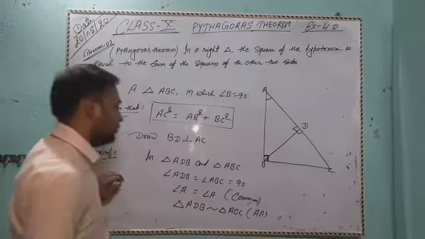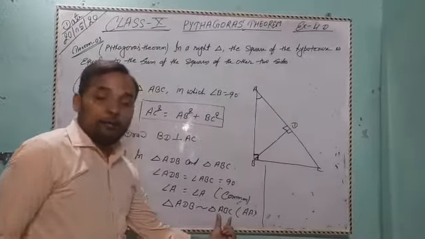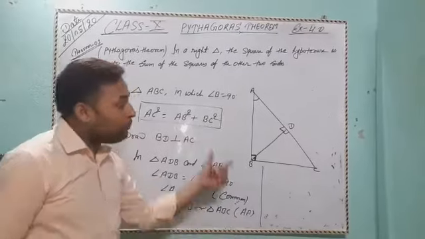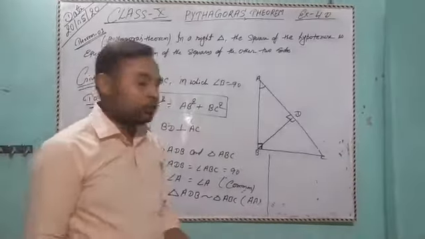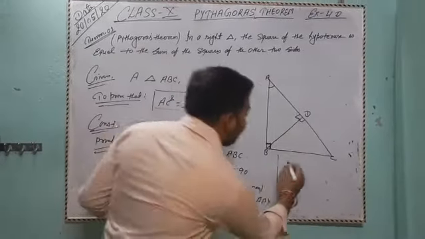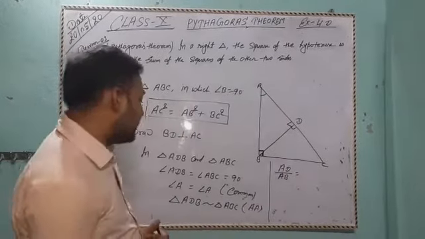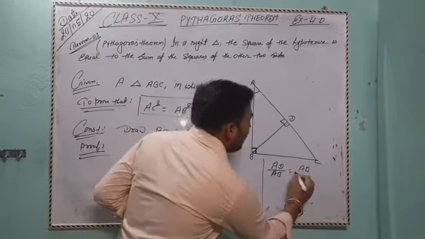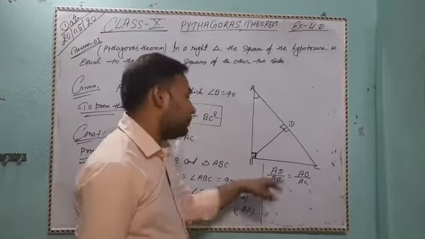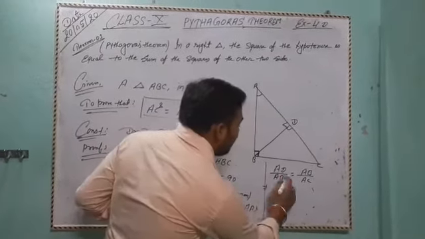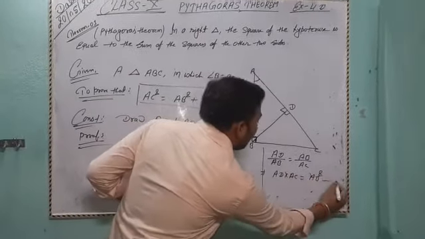By angle similarity. Okay students, if triangle ABD is similar to triangle ABC, then the ratio of the corresponding sides of both triangles are proportional. So we write AD by AB equals AB by AC. Then by cross multiplication, AD multiply AC equals AB square. Equation 1.